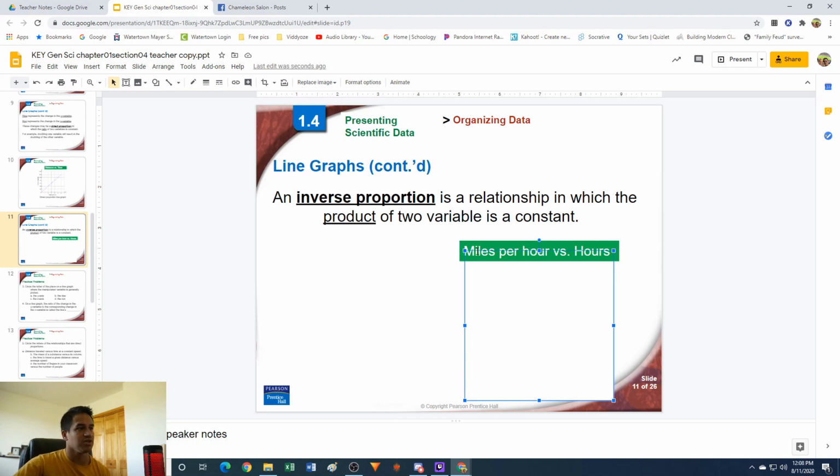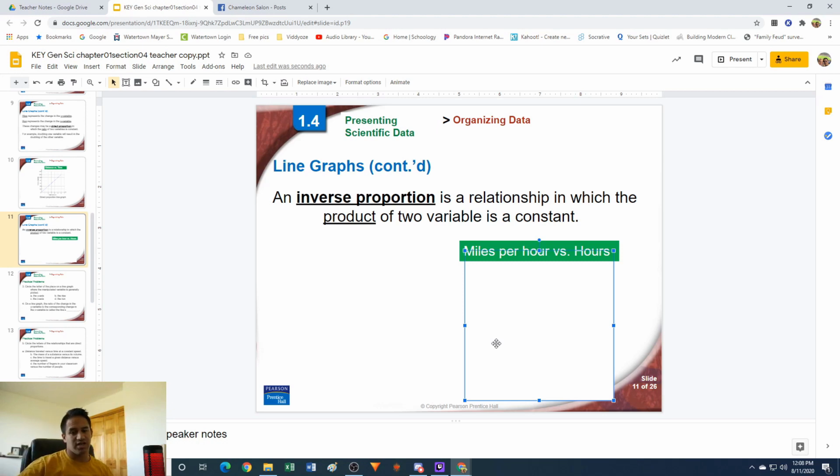Some are inverse proportions. So what does that mean? What is an inverse proportion? An inverse proportion is where one variable goes up and the other one goes down. Typically the graph isn't going to be a straight line. It will usually be going downwards. So let's say miles per hour versus hours. The faster you go, or the higher your speed is, the more miles per hour you drive, the less time it will take you to get somewhere. So as miles per hour increases, the amount of time it takes decreases.